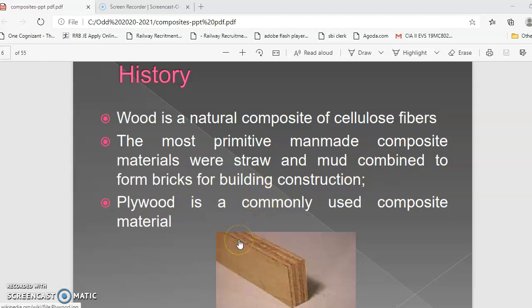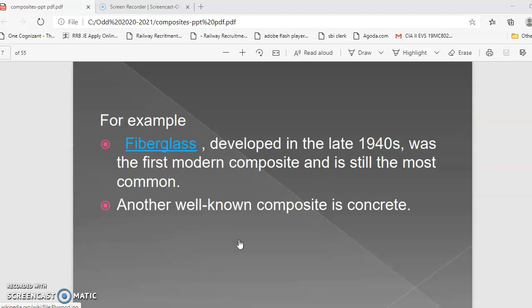And plywood is a commonly used composite material. Fiberglass was developed in the 1940s and was the first modern composite, and it is still the most common. This gives very good strength to a composite.